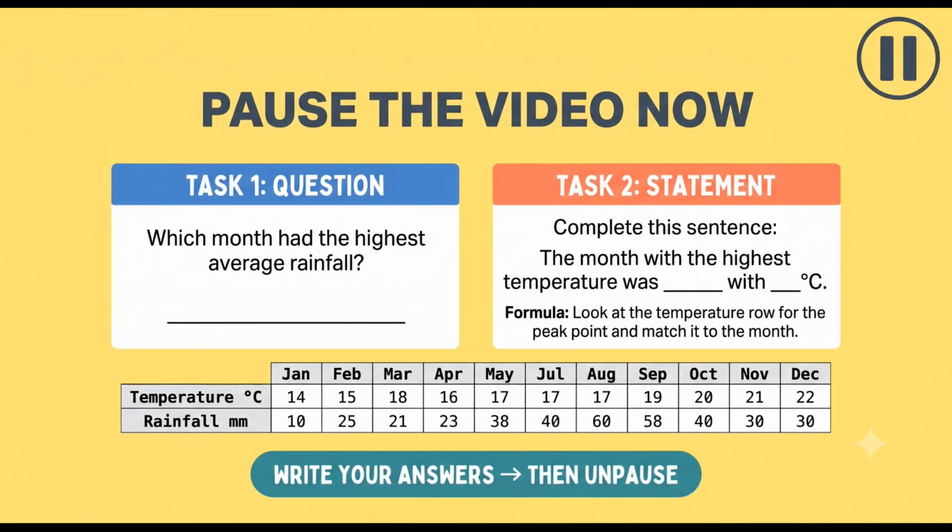Pause the video now. The Singapore climate data is on screen. 2 tasks for you. Task 1, write down the month with the highest rainfall and the exact value in millimeters. Task 2, write 1 sentence describing the temperature pattern using the formula on screen. Overall pattern, low value with month and unit, high value with month and unit. The data is right there. Take about 30 seconds, write both answers, then unpause, and I'll go through them with you.